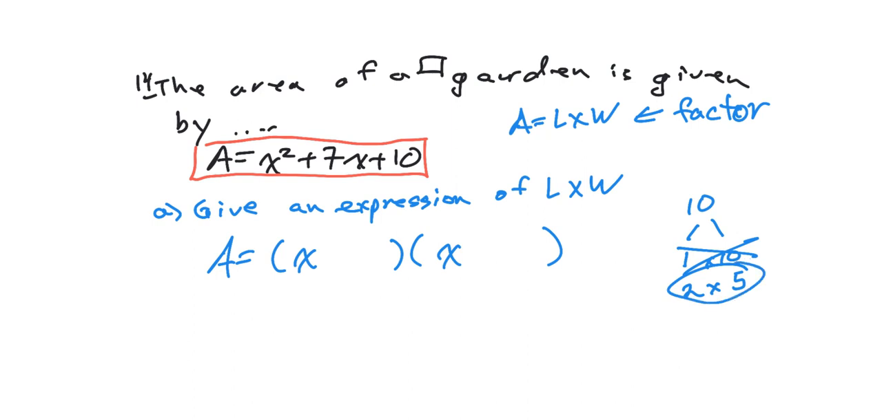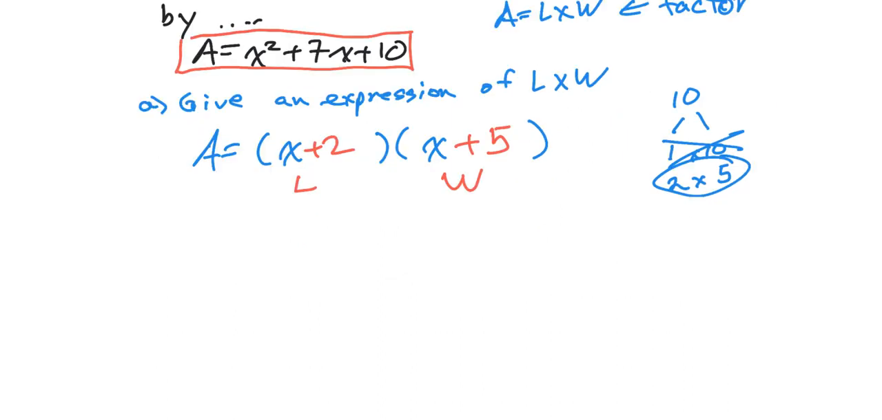2 times 5 is 10, and 2 plus 5 gives us what we're looking for. So now we're going to just write x plus 2 and x plus 5. One of these is our length and one of these is our width. Okay, so I'm going to say that this is my length and that is my width. And we are done. So you would say the length is x plus 2 and the width is x plus 5.